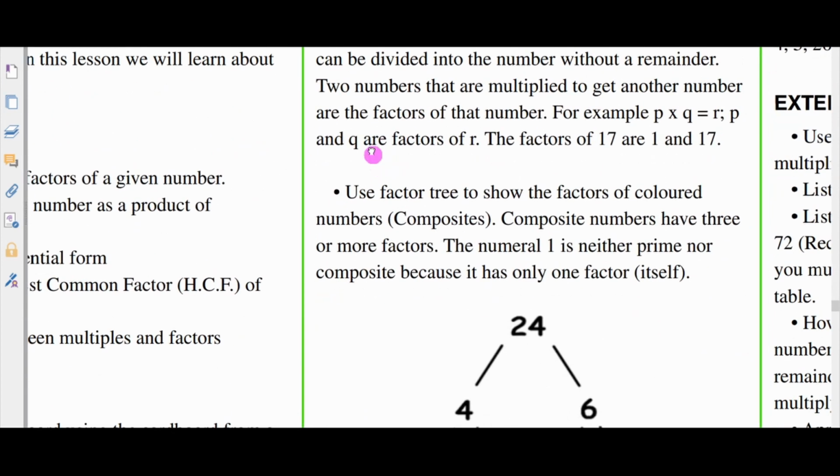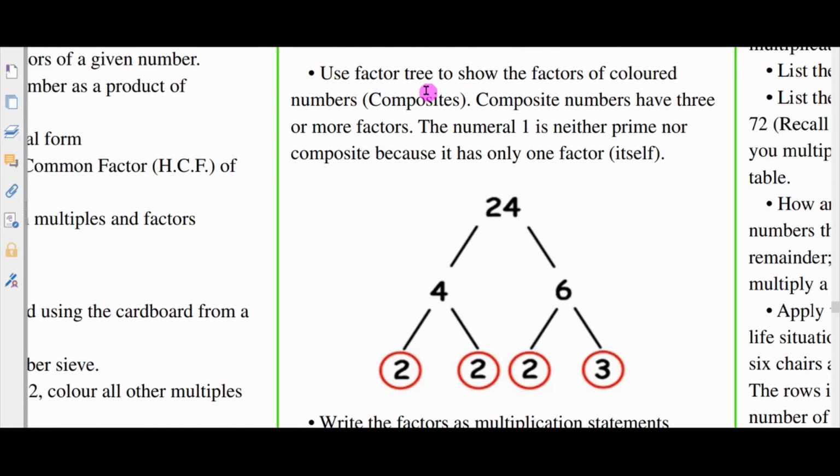All right, so let's move on now. It says here we're going to use the factor tree to show the factors of colored numbers, and those would be composites. Now, what are composites? Composite numbers have 3 or more factors. So a composite number would have 3 or more factors. The numeral 1 is neither prime nor composite because it has only one factor, which would be itself.